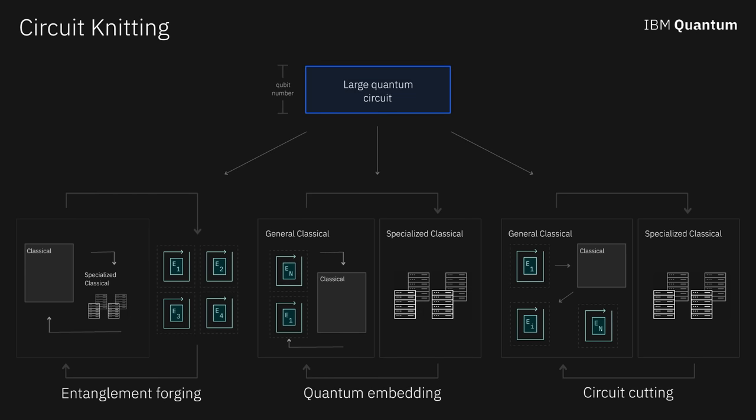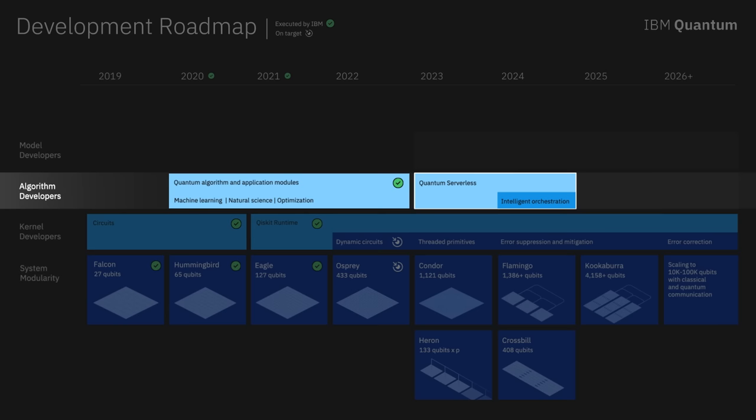All of them use a model where a larger problem is broken down into smaller pieces that run on a quantum computer and then are knit back together with a classical computer. The combined computation provides a solution of the larger problem. For the algorithm developer to use these methods, we're going to need a circuit knitting toolbox, and we need quantum serverless to provide the infrastructure for distributing resources between quantum and classical.